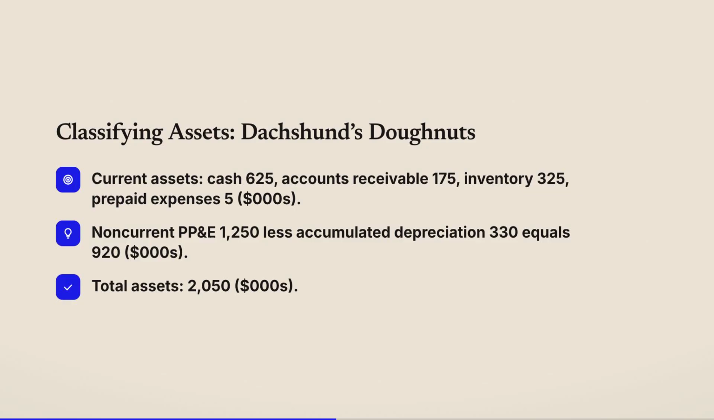Prepaid expenses add $5,000. The cash has already been paid, but the related benefit, such as rent, has not yet been used. Together, current assets total $1,130,000. Non-current assets are not expected to be converted or consumed within a year. Property, plant, and equipment is recorded at $1,250,000, but accumulated depreciation of $330,000 reflects wear and tear over time. Net non-current assets are $920,000.